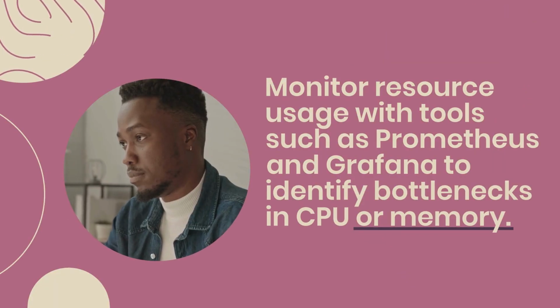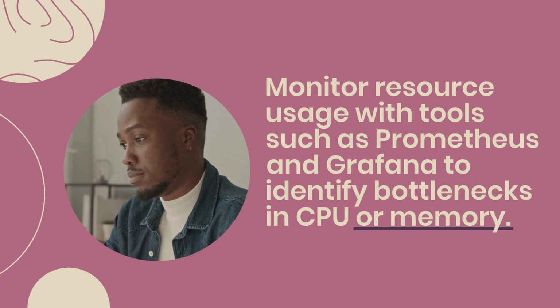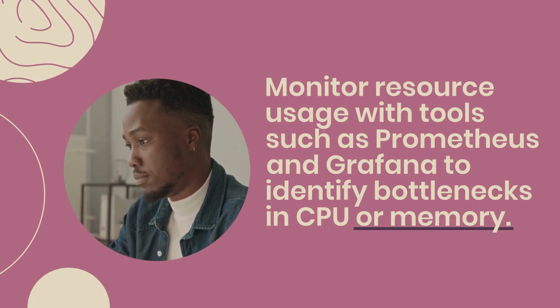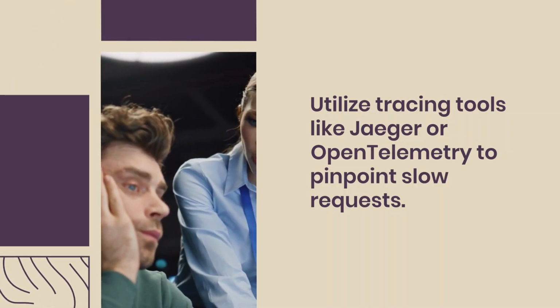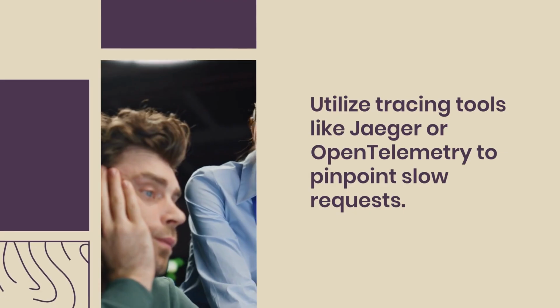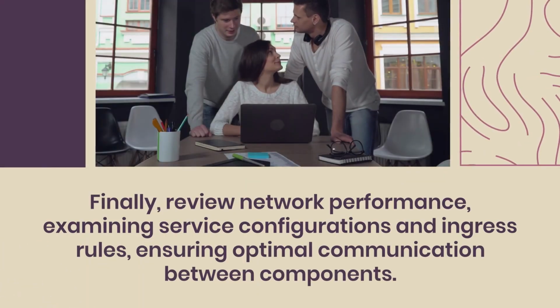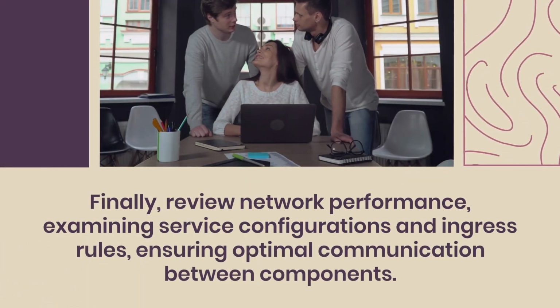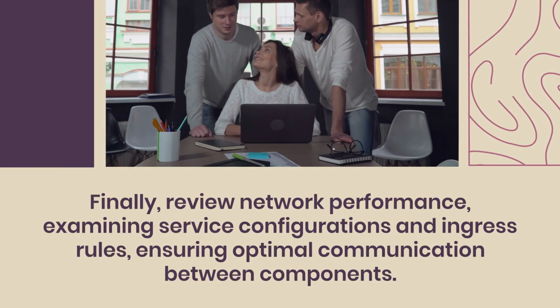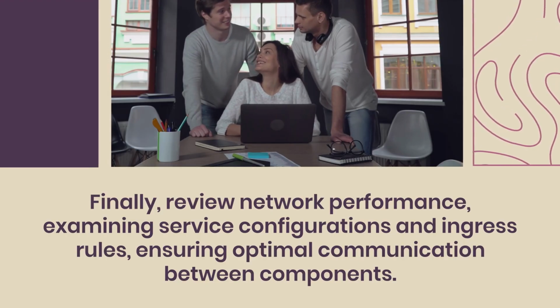Monitor resource usage with tools such as Prometheus and Grafana to identify bottlenecks in CPU or memory. Utilize tracing tools like Jaeger or OpenTelemetry to pinpoint slow requests. Finally, review network performance, examining service configurations and ingress rules, ensuring optimal communication between components.